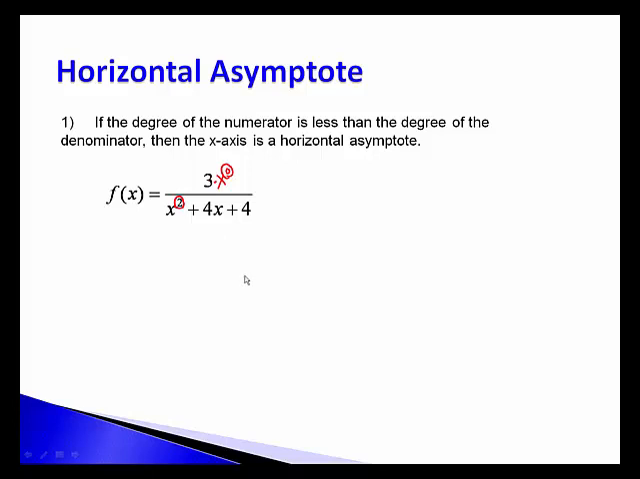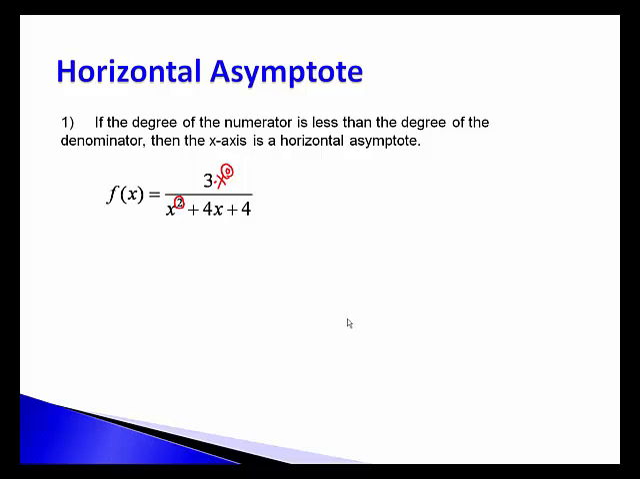And so the question is, is the degree of the numerator less than the degree of the denominator? And if the answer to that question is yes, then the x-axis is a horizontal asymptote. Well, 0 is less than 2, so it is true that the x-axis is a horizontal asymptote. What that means is that I'm expecting there to be an imaginary line at y is equal to 0, which is the x-axis, that the graph will approach as x gets infinitely big and as x gets infinitely small. There's going to be that imaginary border there that the graph will not cross.